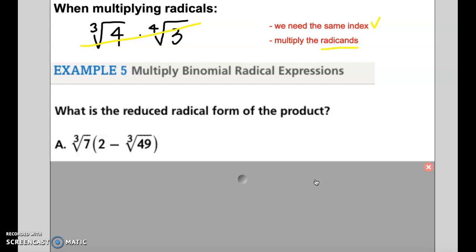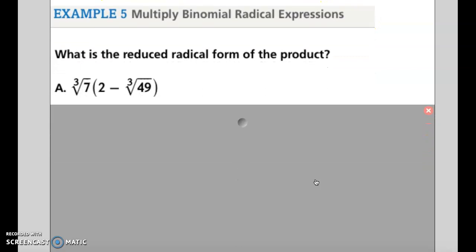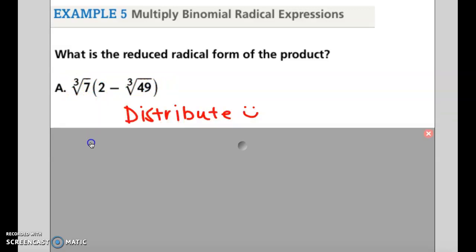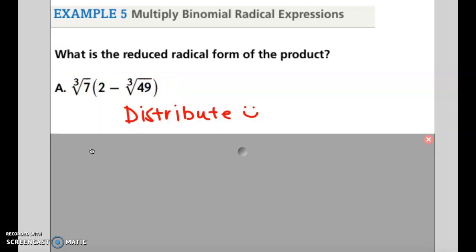Take a look at this. I have the cube root of 7 times 2 minus the cube root of 49. Any ideas on what we can do? Or does this kind of look like something that we've been doing, maybe not with radicals, but we've done before? Take a look. What do I do when I have a number out front of parentheses? We distribute. Yay! So we're going to take the cube root of 7, multiply it to the 2, and multiply it to the cube root of 49.